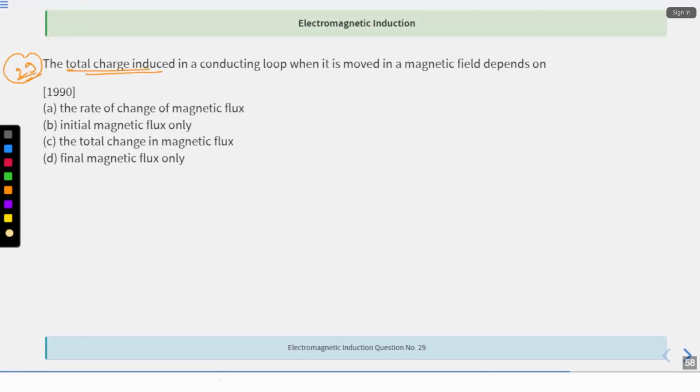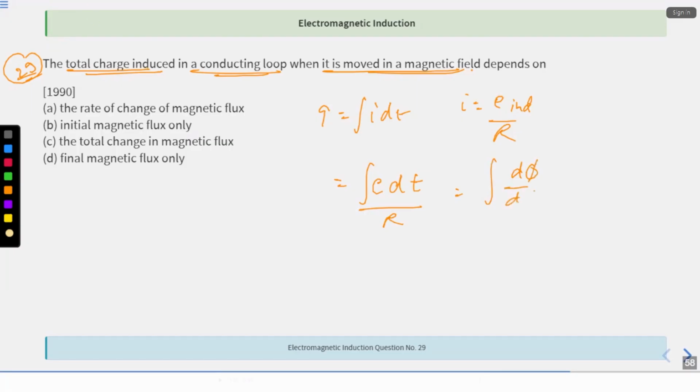The total charge induced in the conducting loop when it is moved in the magnetic field depends upon what? Same question we did earlier. Q equals integration of I dt, and I is given by EMF induced divided by R. So it would be integration E dt by R. E can be replaced with d phi by dt, into dt by R. So dt and dt will cancel, and I get integration d phi by R. Q would be integration d phi divided by R.